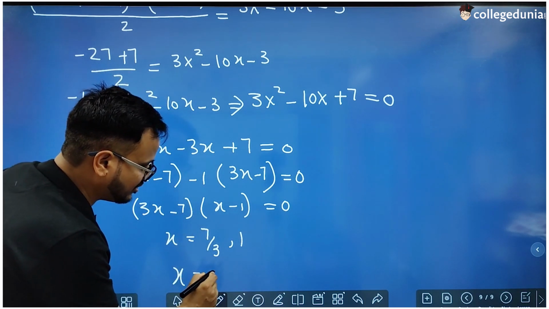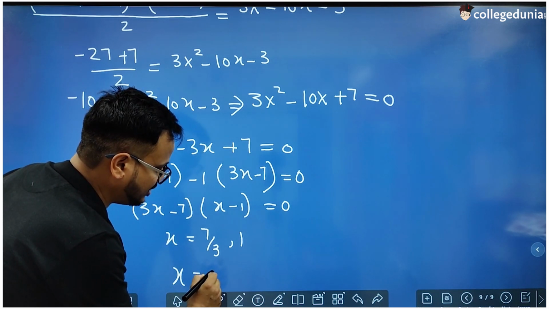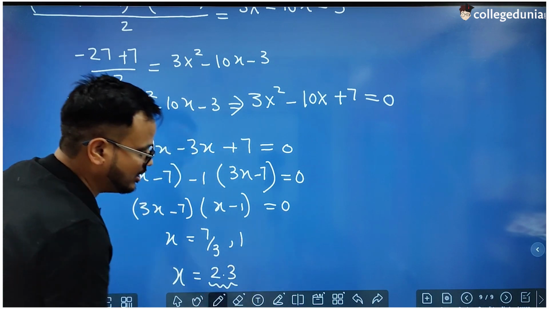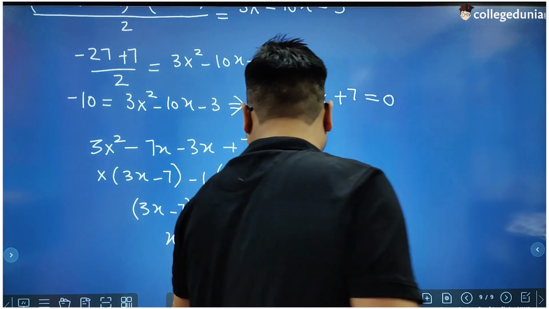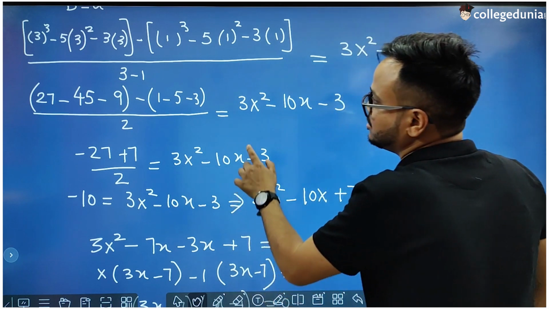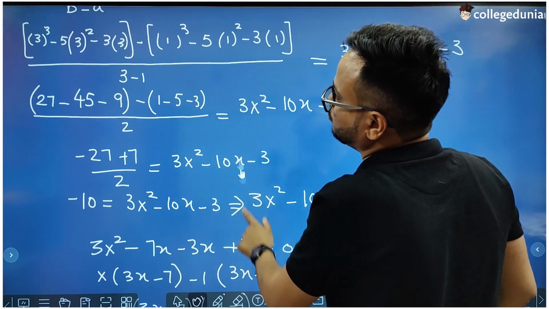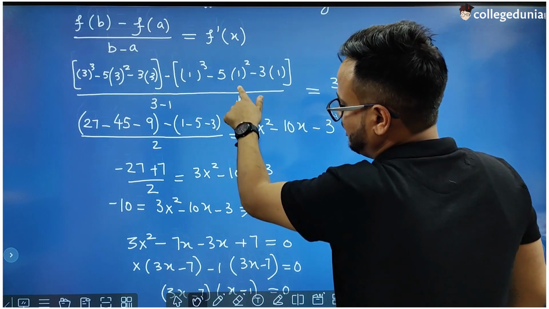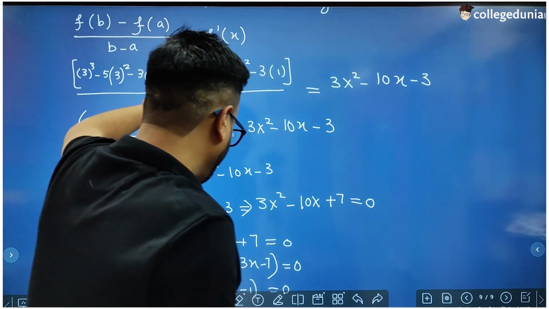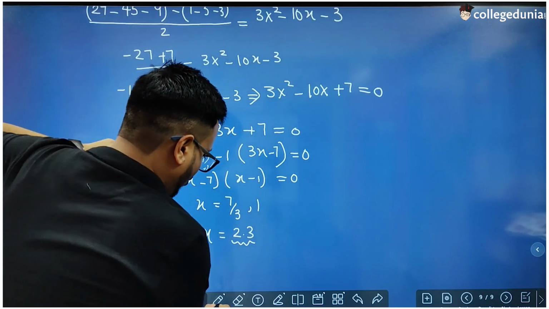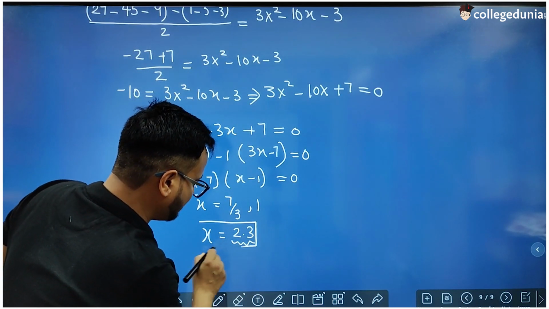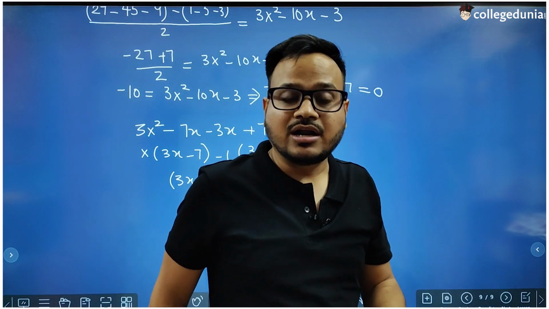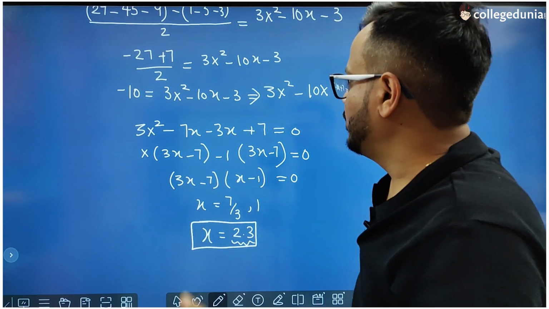So value of x is 7 by 3. 7 by 3 is 2.3. And this value, what was the interval? What was the interval? So there must be at least one value which belonged to that interval. Interval was 1, 3, right? So this is the value which belongs to that interval, which verifies our mean value theorem, right?